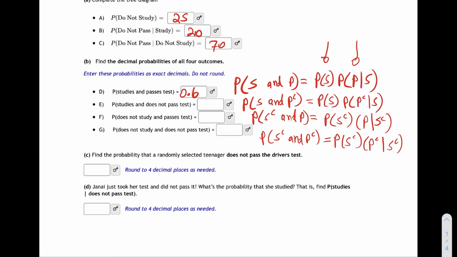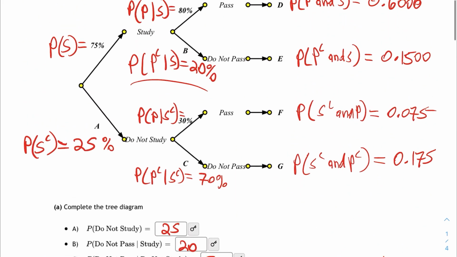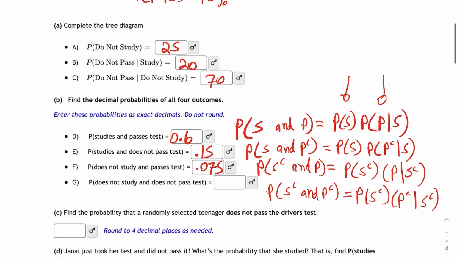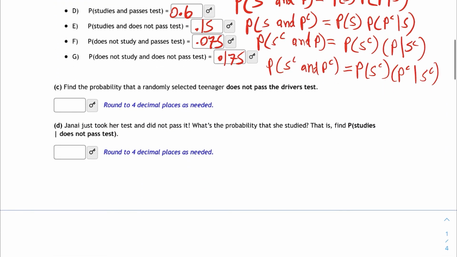And now we can finish this down here. Oh, actually, we just put those numbers in, right? 0.15, 0.075, 0.075, and 0.175. And then we can answer these last two parts here, C and D. It says, find the probability that a randomly selected teenager does not pass the driver's test. We're going to need special knowledge for this.